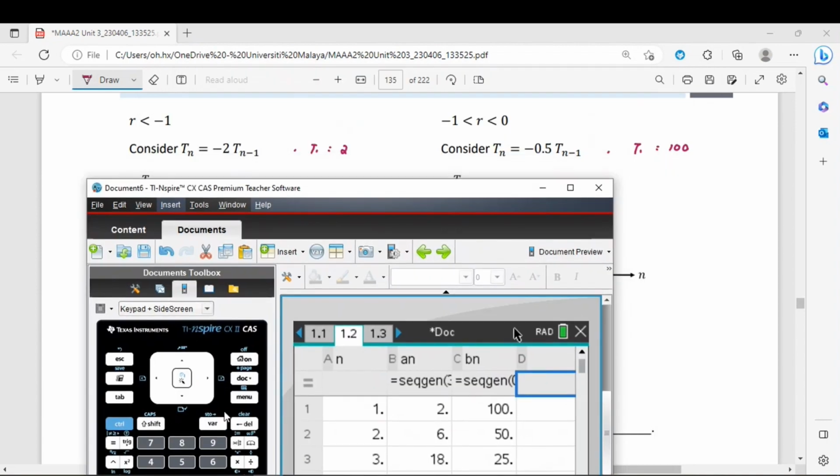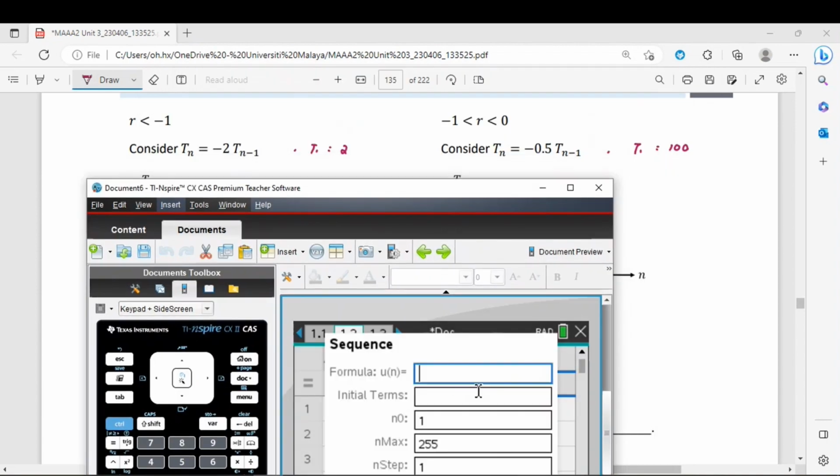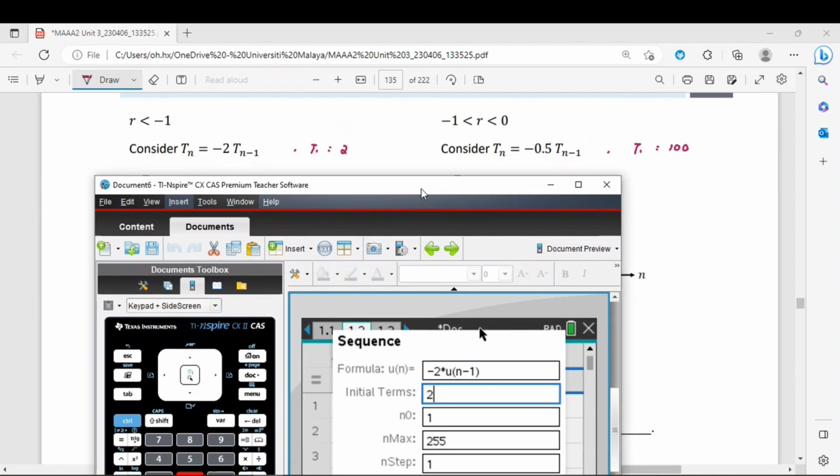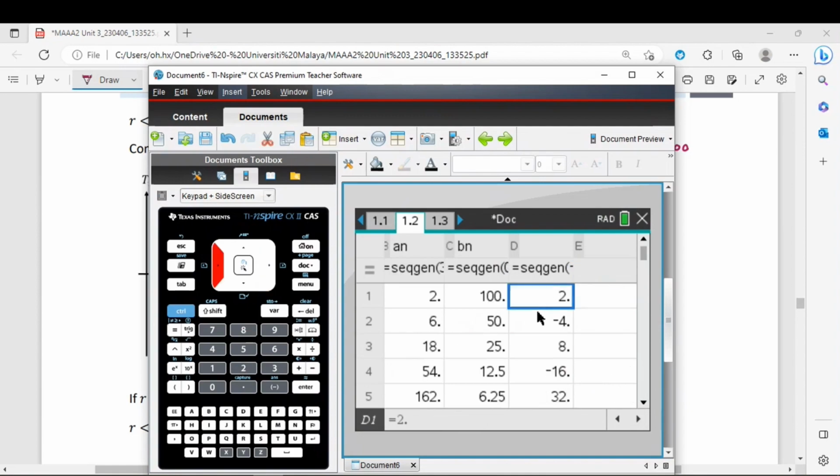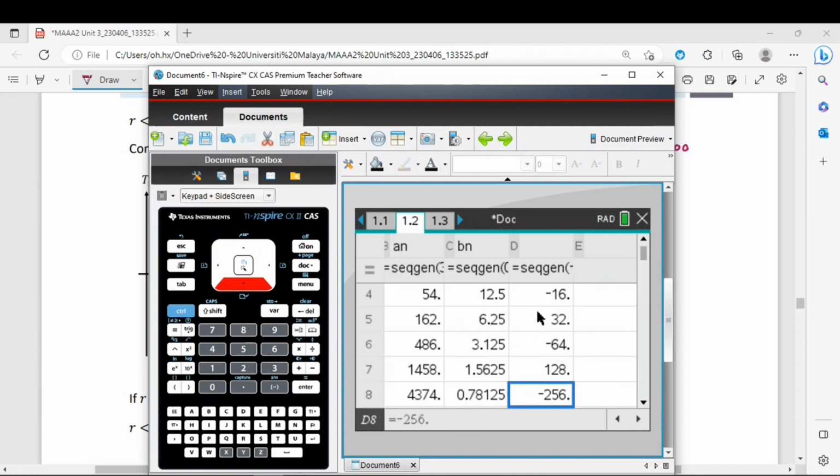For the first one, same thing: menu, data, generate sequence. Multiply by -2, so that's -2 multiply U(n-1). Initial term is 2. Then I only need to generate 8 terms, so I change this to 8. Then you press OK. This is what you are supposed to get in your calculator.